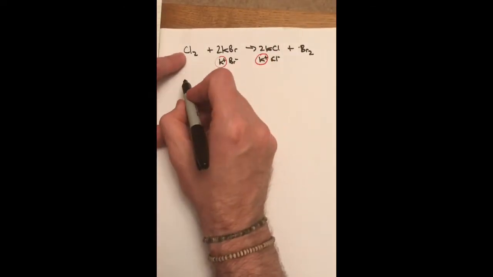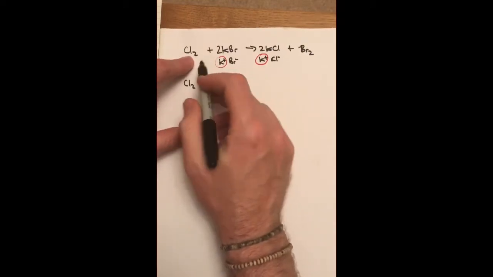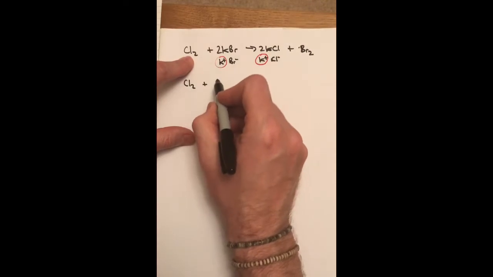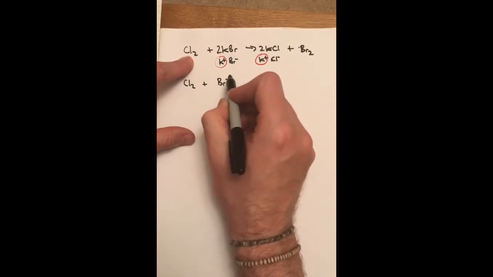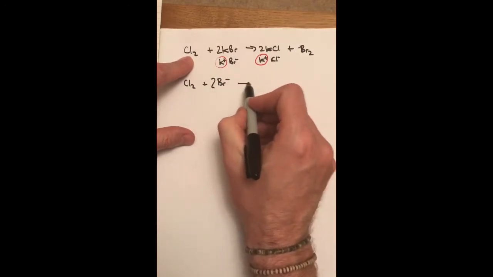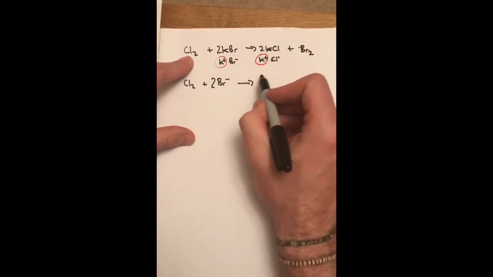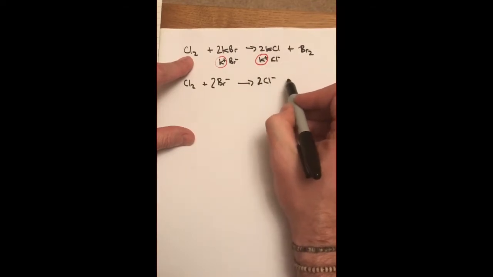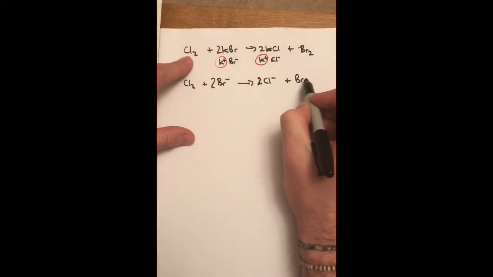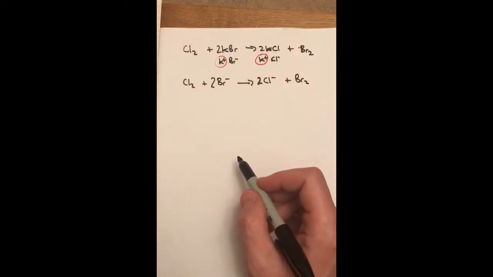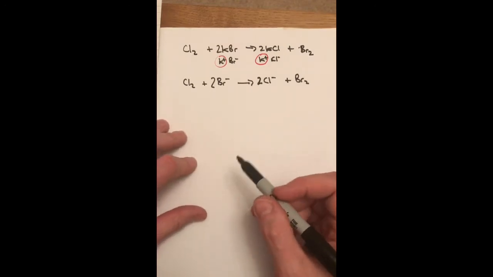So my reaction becomes chlorine, because chlorine doesn't exist on this side, so that's changed. So I've got my chlorine. Then I've got my Br minus. I'm going to need 2 of those to make it balance, forming 2 lots of Cl minus, and the Br2, that's left in because that doesn't exist on this side of the equation. So they're the chemicals that have changed during that reaction.